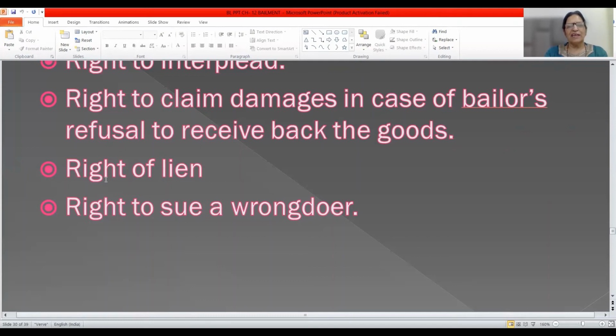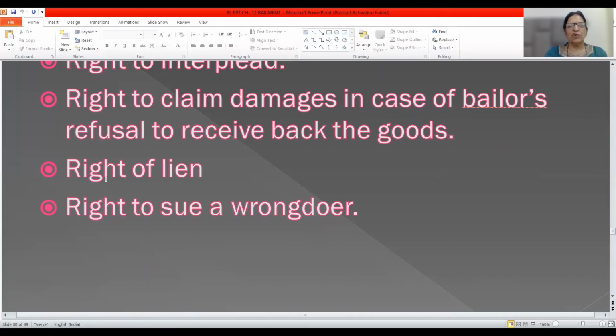Right of lien. Lien is the right to retain the goods. If the bailee has to take certain charges from the bailor, and the bailor has not paid, say the bailor has given a piece of cloth to the bailee tailor for stitching purposes, but stitching charges have not been paid by the bailor to the bailee, then the bailee has a right of lien over the stitched cloths, because still his charges are unpaid. He has the right to retain them. Okay, so the right to retain the goods is known as the right of lien.